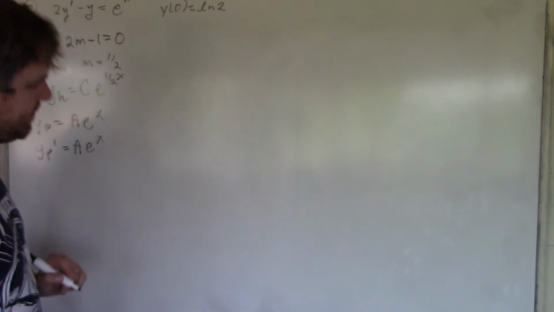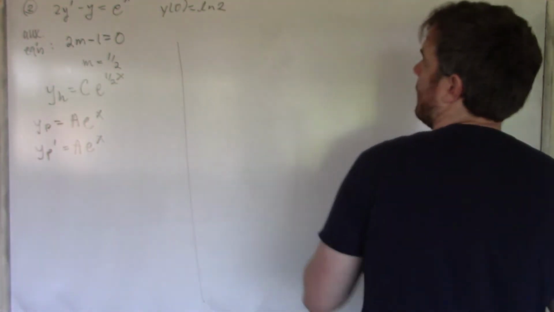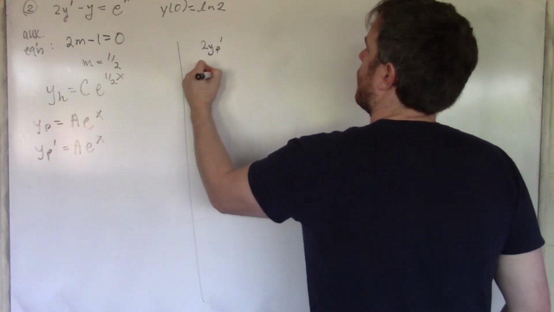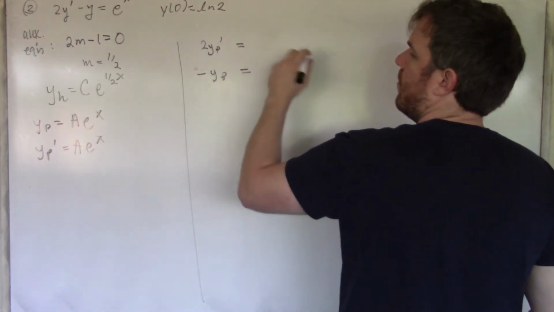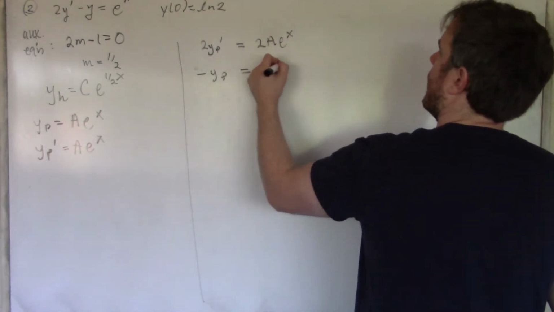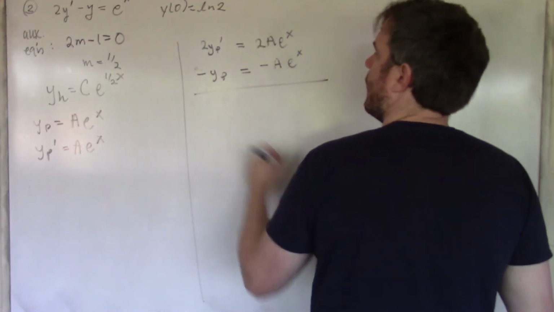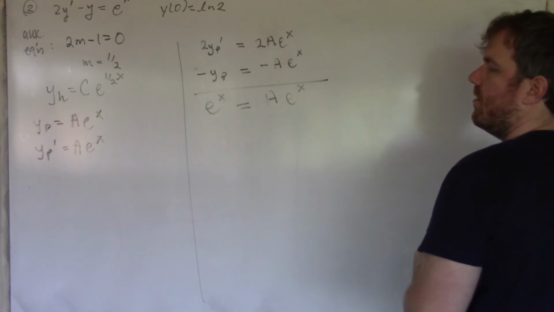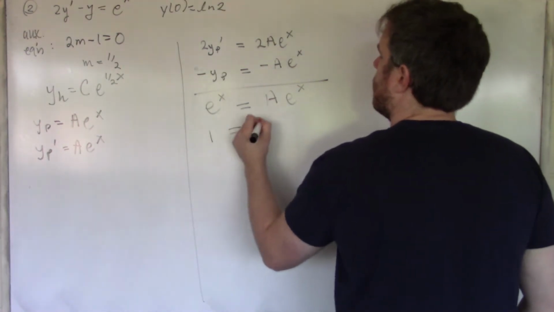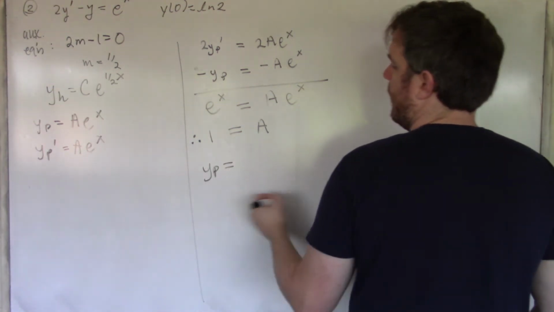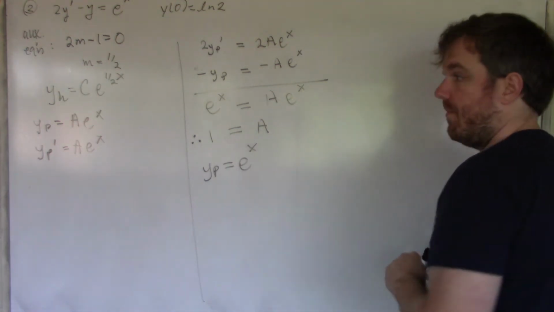yp prime is a e to the x. So when I plug this in, what I get is 2yp prime minus yp. So 2yp prime is just 2a e to the x, minus yp is just negative a e to the x. So I'm supposed to get e to the x, but what I actually get is a e to the x, which tells me that 1 equals a. So I can conclude that yp is just e to the x. That was lucky.